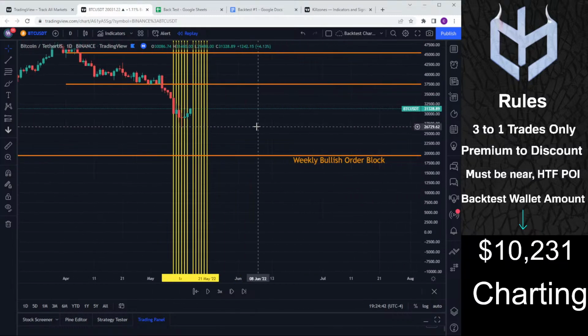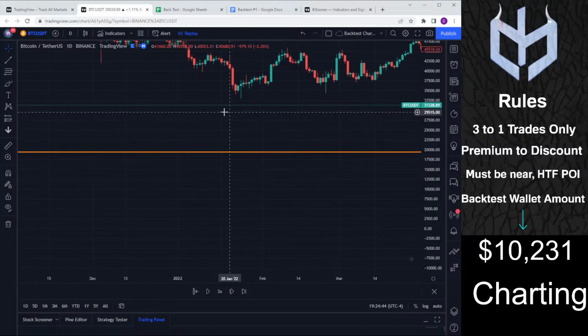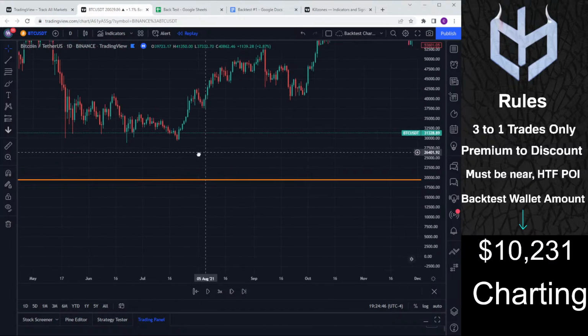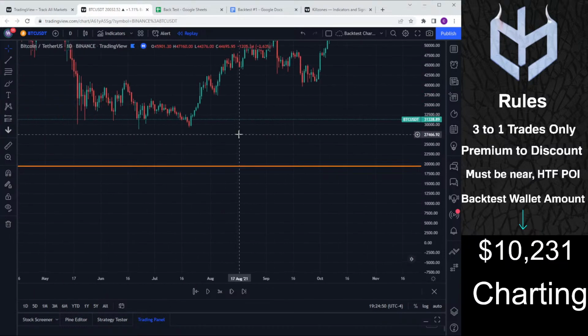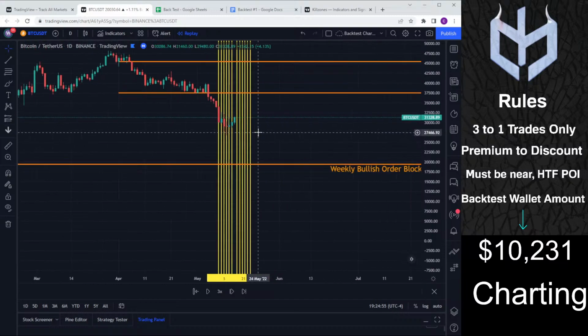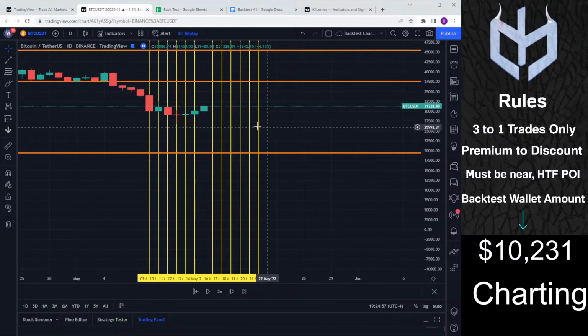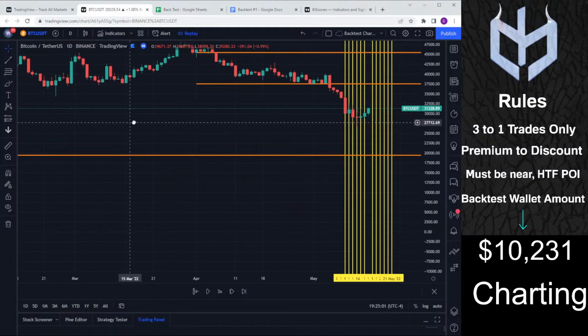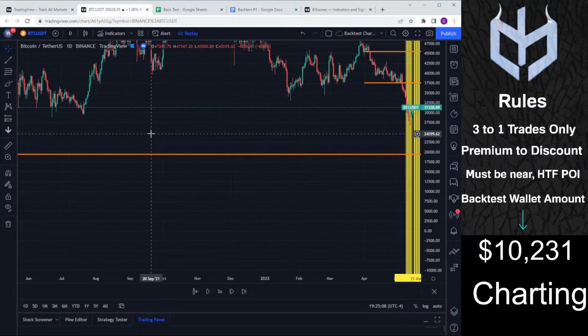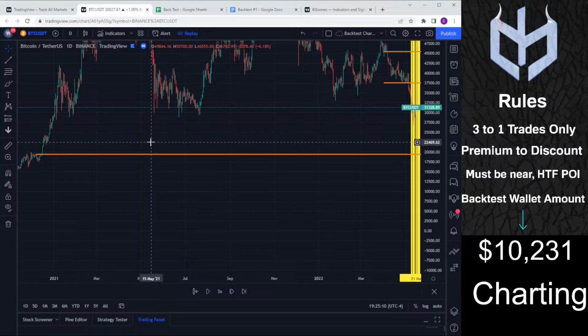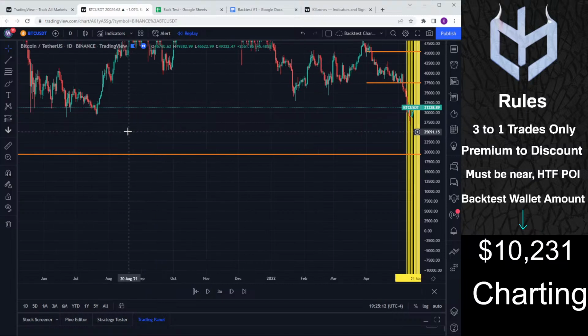Okay, so on a daily here, coming down to an order block right here, it looks like. Already in an order block. So it'll be interesting to see what happens when this week starts. Might actually go long. Hopefully. And if I'm terrible, well then hopefully you'll learn what not to do.